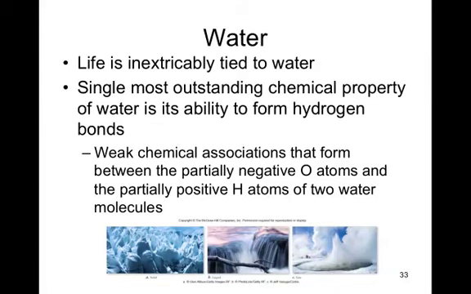Of all the common molecules, only water exists as a liquid at the relatively low temperatures that prevail on Earth's surface. In fact, 3/4 of the Earth is covered by liquid water. Life on Earth is inextricably tied to water.